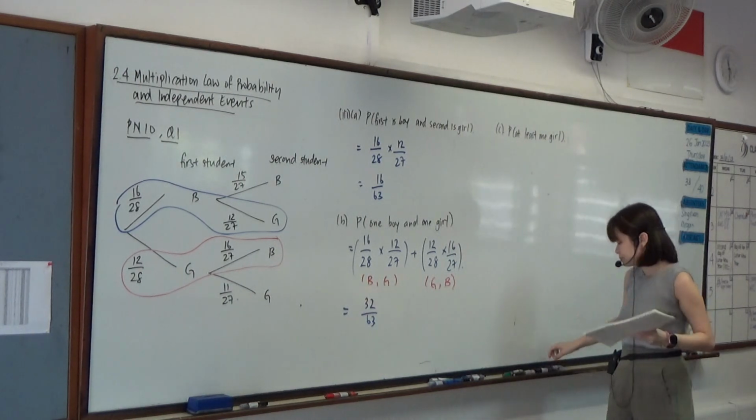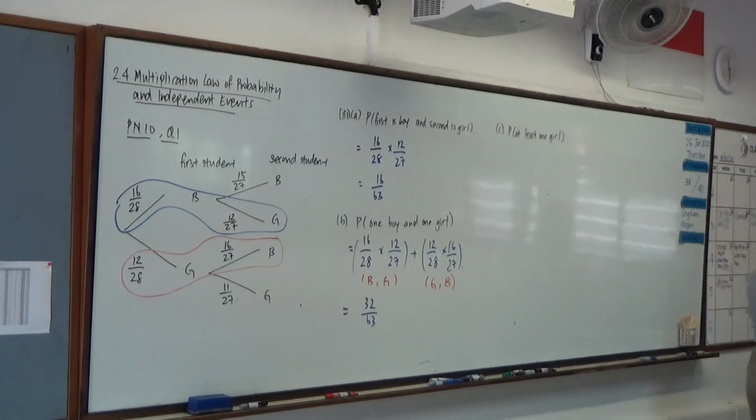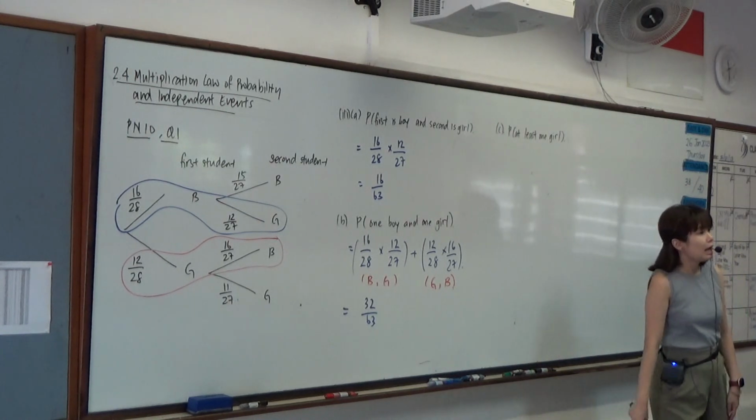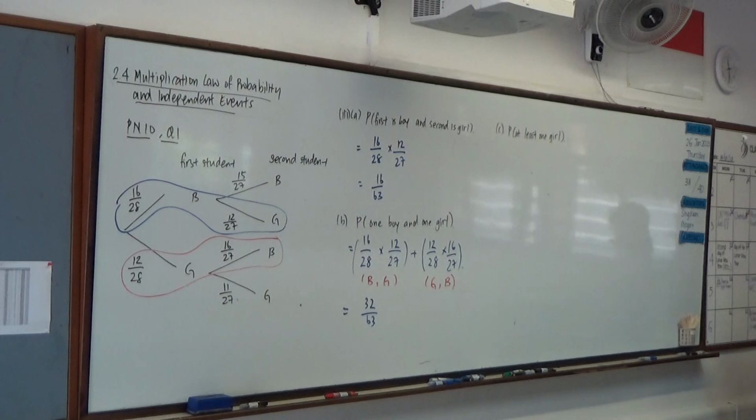Looking at part 3, we want to find the probability of having at least one girl, or one of the students is a girl. How would you go about finding out that probability then?